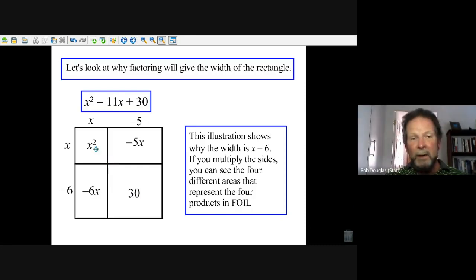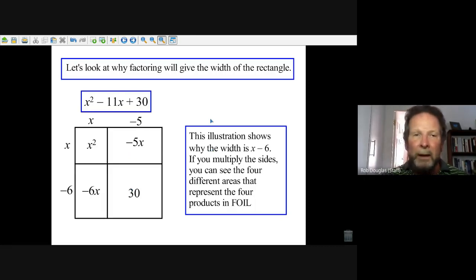So there you have it. X squared minus 5x minus 6x plus 30. That's what x minus 5 times x minus 6 is. And it's illustrated in the area of this rectangle you see here. The illustration shows why x minus 6 is the width and x minus 5 is the length. So minus 6, it means this is shorter than this. It's out of proportion. It's really the 4 products of FOIL that are in here.